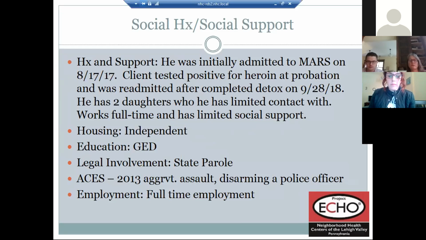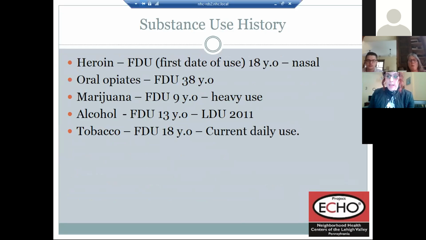For substance use history, first date of use was when he was 18 years old, and he states that he uses nasally; he doesn't inject IV. For oral forms of opiates, his first date of use was at 38, so just recently. For marijuana, first date of use was at 9 with heavy use. For alcohol, first date of use was 13 years old, and last date of use was 2011. For tobacco, first date of use was 18 years old, and currently he smokes every day. So he's a current daily user, and it's something we've discussed, and it's one of his goals to quit at some point.